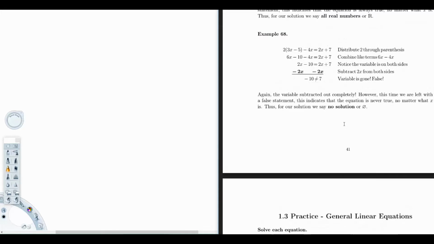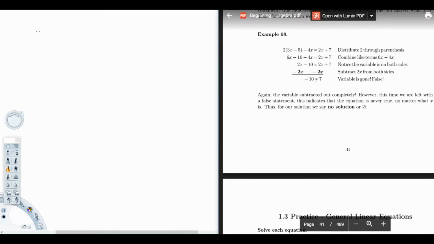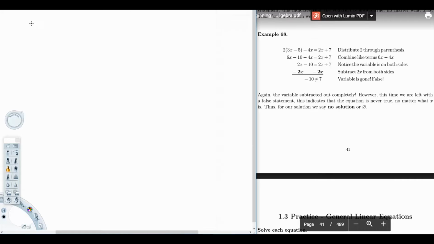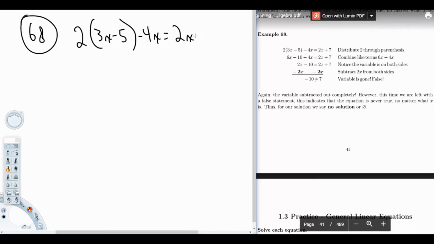Moving on. Number 68. So we have 2 times (3x minus 5) minus 4x equals 2x plus 7. We've got to solve for the brackets first. We don't have a choice. Brackets, brackets, brackets. So here we have 3x minus 5. We can't solve for this. So we use the distributive property to work around this.